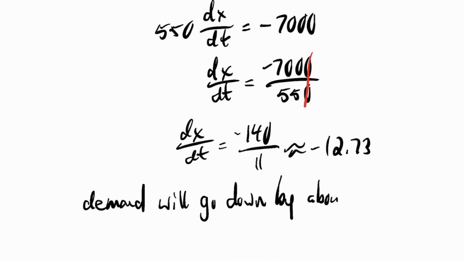About, I'll say 13 units, whatever those are. Of course, if this is some commodity that you can buy in fractional amounts, well, then we rounded to 13. But we don't know the context, so we'll just go with that.